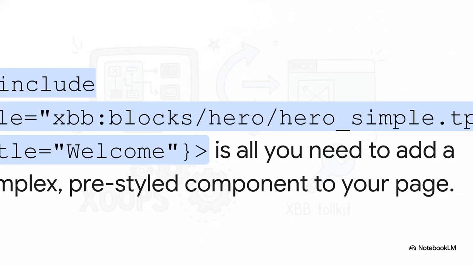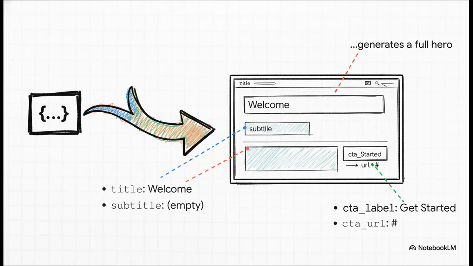So this must be complicated to use, right? Nope, absolutely not. Adding a complex, pre-styled component to your page takes just a single line of code in your Smarty template. You just include the blocks file and pass in your content as parameters. It's that simple. And that one line of code we just saw, that generates a complete, fully styled, and responsive hero section. It takes your parameters, like the title and the call to action label, and builds the entire HTML structure for you. It's incredibly powerful stuff.